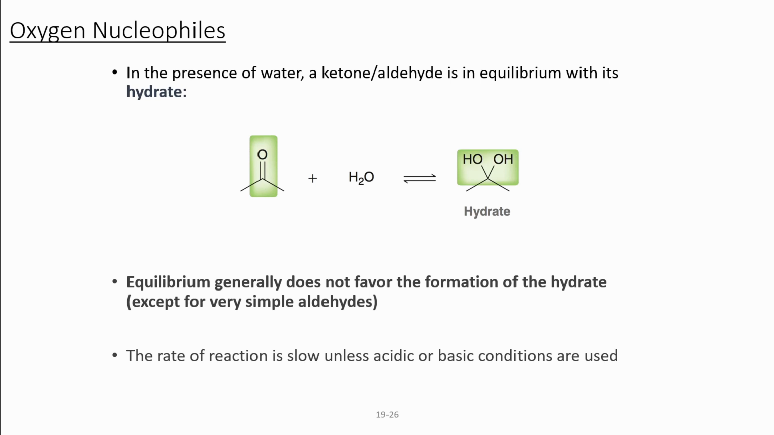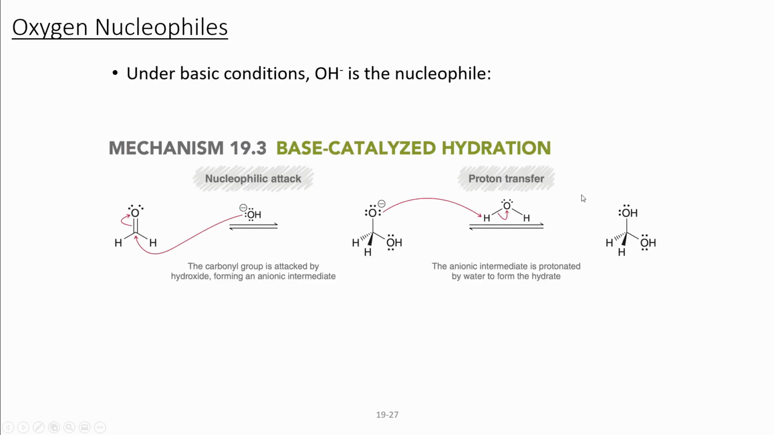The first category of nucleophiles that we will look at are oxygen nucleophiles. In the presence of water, a ketone or aldehyde is at equilibrium with its hydrate. So this will just be the nucleophilic addition of water across the carbonyl. Unless we have acidic or basic conditions, the rate of the reaction is going to be extremely slow, and equilibrium will generally not be in favor of the formation of the hydrate. But let's look at the mechanism of this reaction.